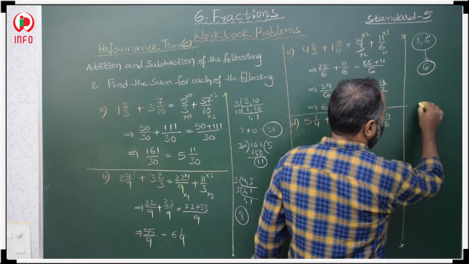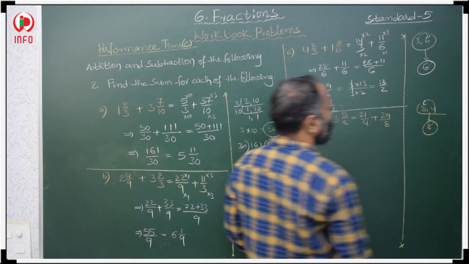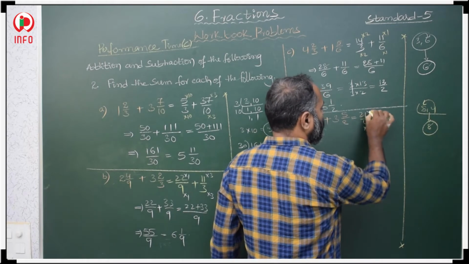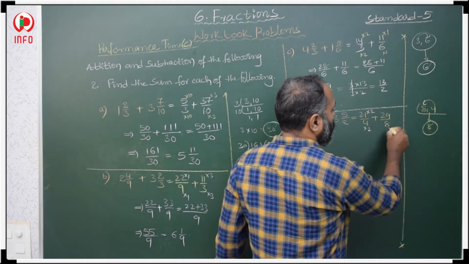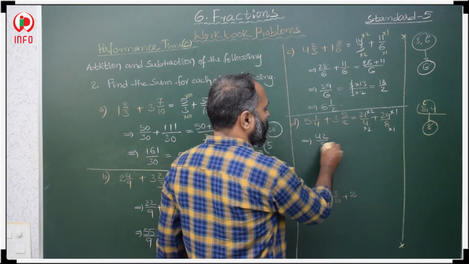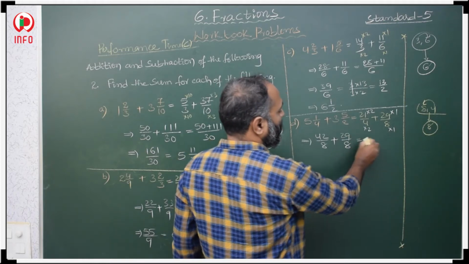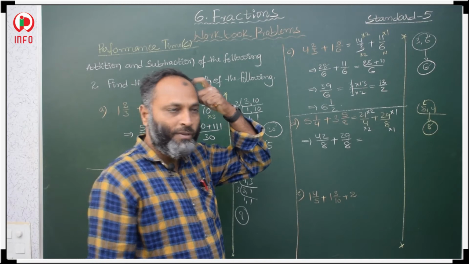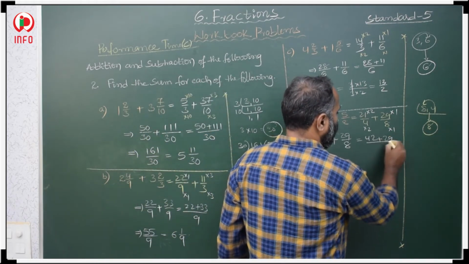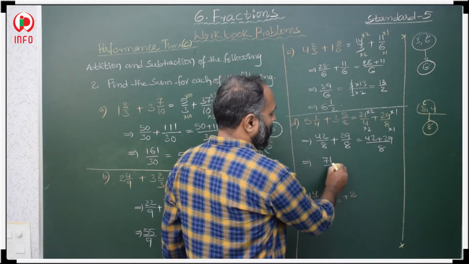8 and 4 LCM we have to take. 4 is a factor of 8, so 8 is the LCM. In the 4 table, when will you get 8? 4 2s are, multiply with 2. In the 8 table, when will you get 8? 1s are. 21 2s are 42 by 4 2s are 8. 29 1s are 29 by 8 1s are 8. Then like fractions: we have to find the sum of the numerators. 42 plus 29 by 8, that is 71 by 8.